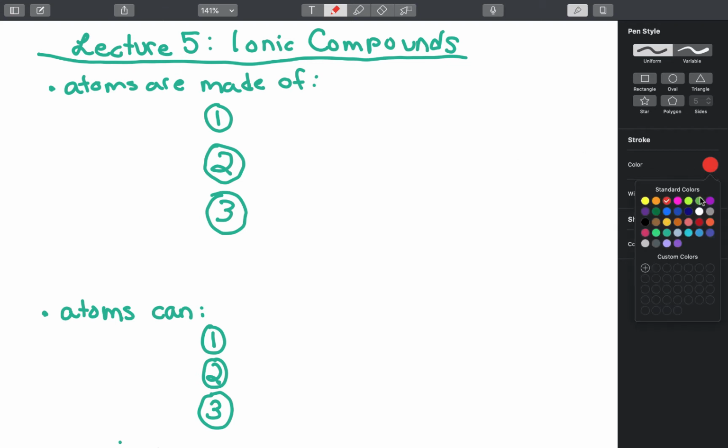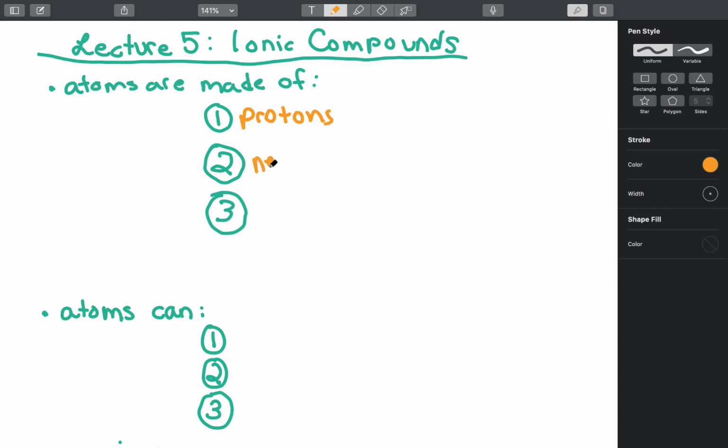So let's begin. We remember from our first lecture that atoms are made up of different subatomic particles, and these different subatomic particles are protons, neutrons, and electrons. The protons and neutrons make up the nucleus, and the electrons orbit outside the nucleus.